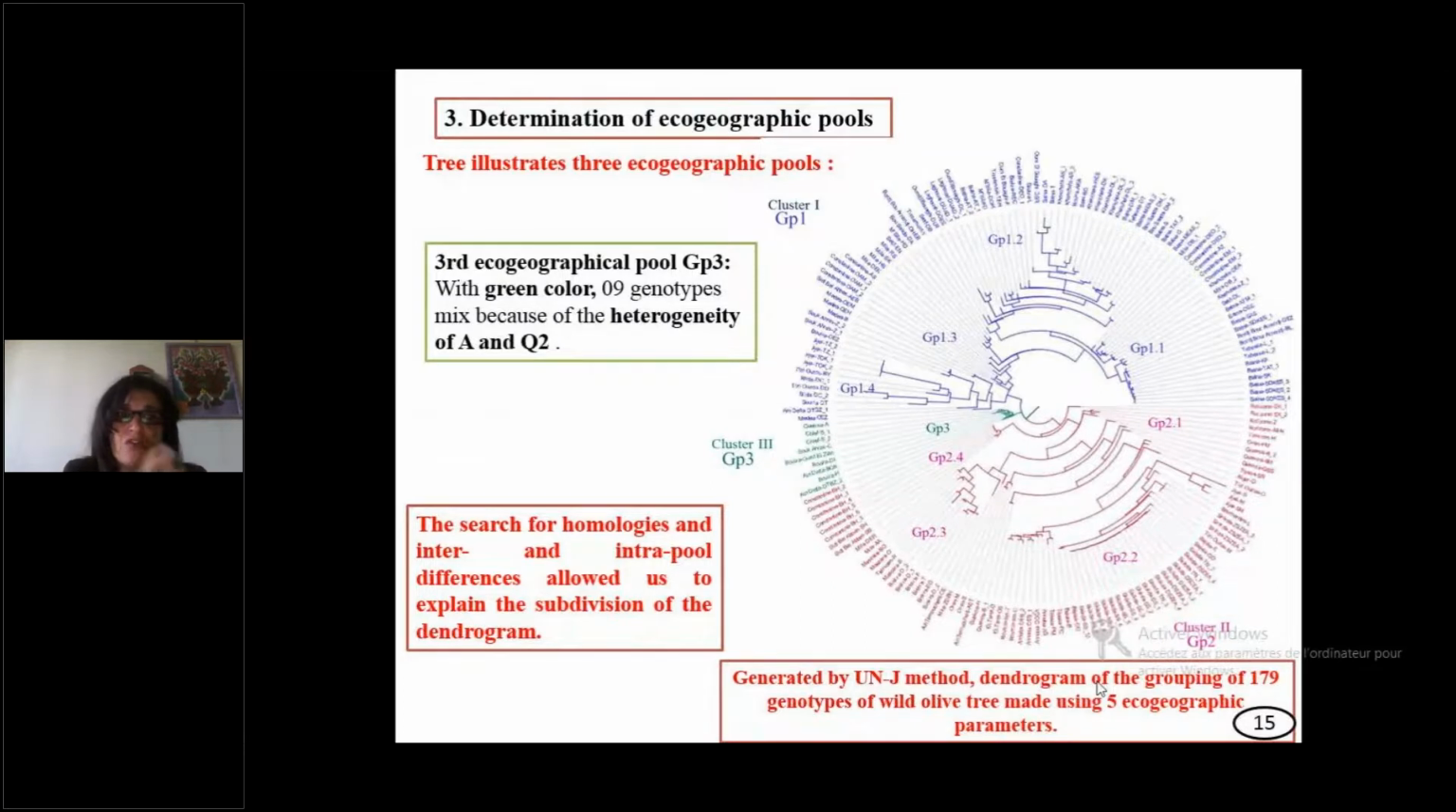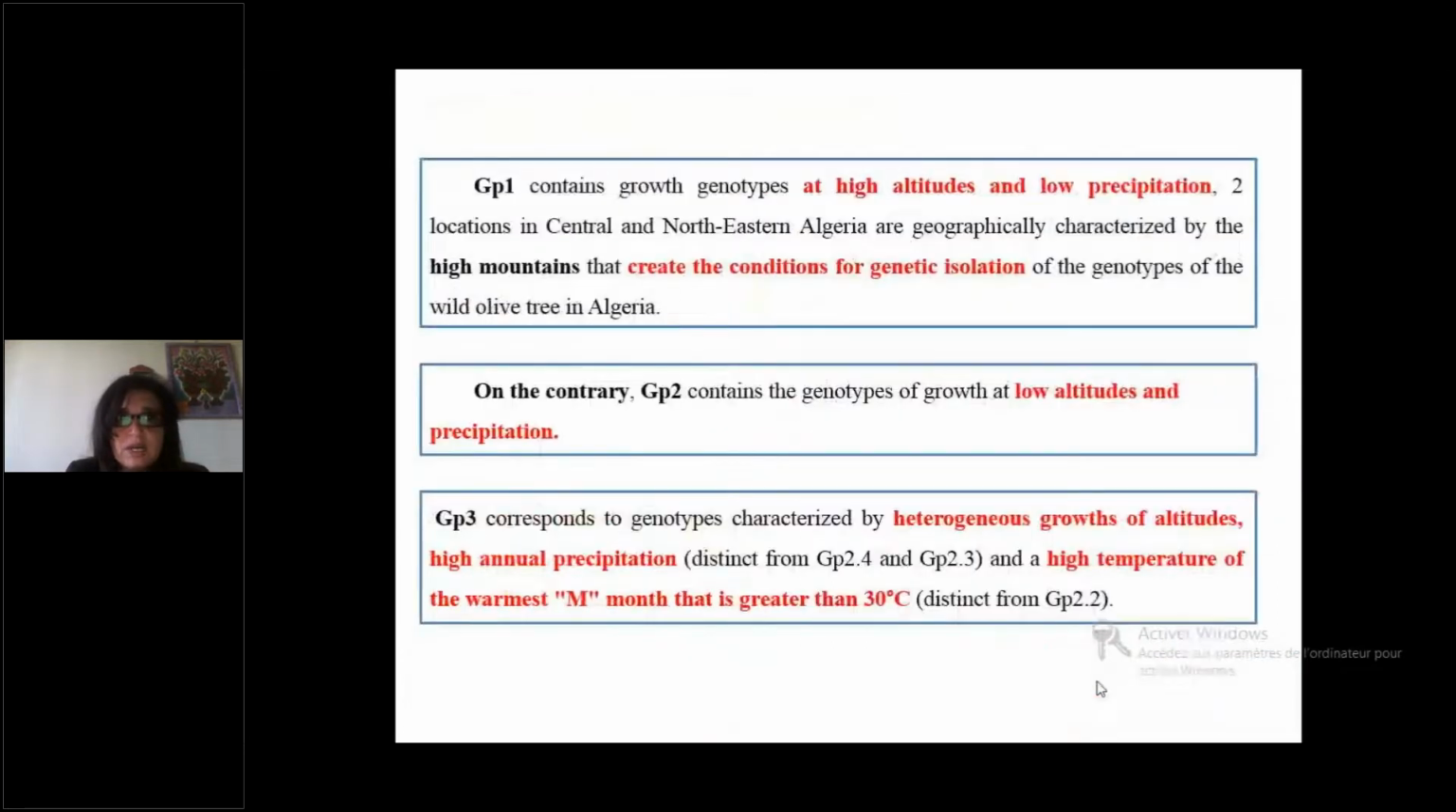A priori, the first ecogeographic pool contains genotypes growing at high altitude and low precipitation. These locations, in central and northeastern Algeria, are geographically characterized by high mountains that create the condition of genetic isolation of genotypes of the wild olive tree in Algeria.